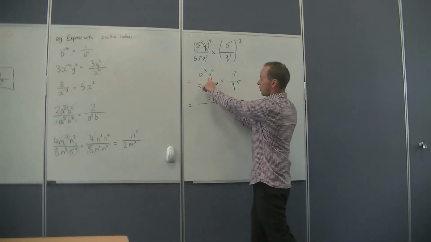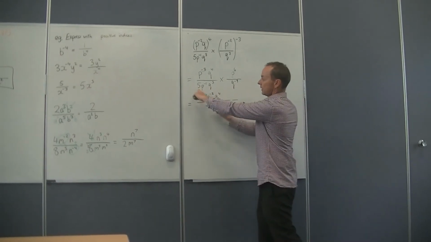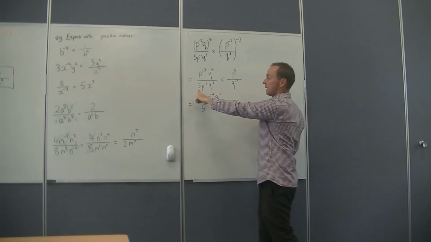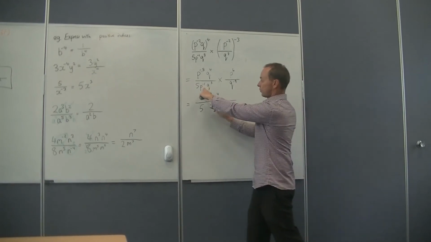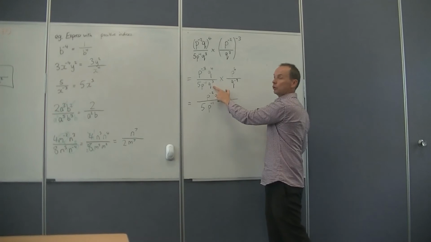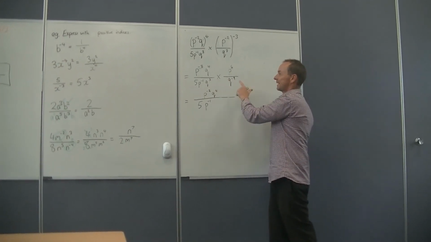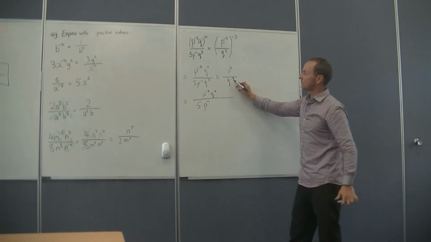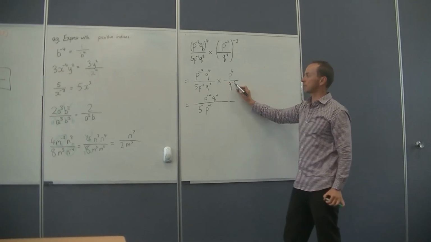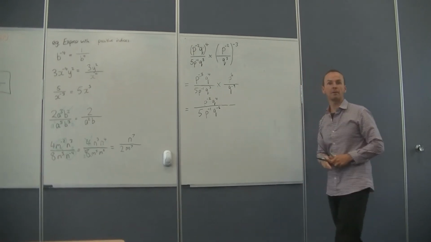And the q to the 4, we just leave it there by itself. Now we simplify the bottom line. The 5, we leave by itself, it's just a number. We've got p to the minus 1, we'll write that because that's the only p term. Now we've got q to the power of 3 times q to the power of minus 9. 3 plus minus 9 is minus 6. So we write down q to the power of minus 6.